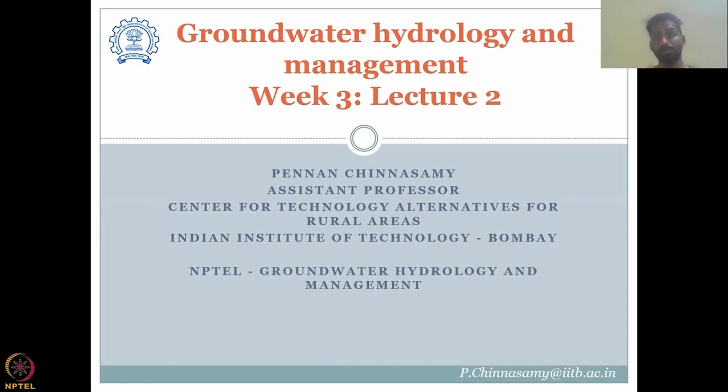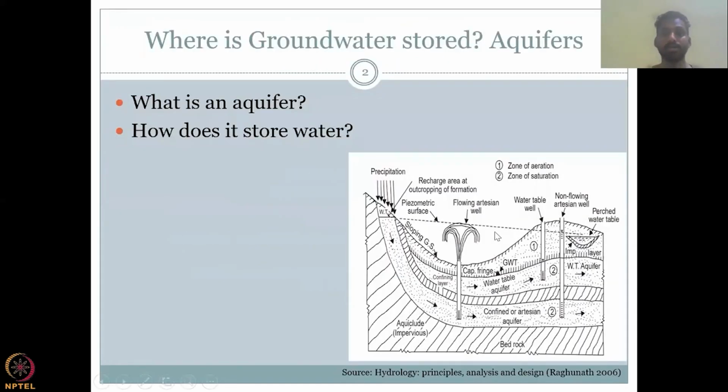The first 2 weeks we looked at the importance of groundwater management and why it's needed. In week 3 and week 4, we would look at the physics of groundwater hydrology and what are the important components. In the last class, we looked at what constitutes groundwater. What does it mean when we say groundwater, how is it formed, etc. And then we looked at the concept of porosity.